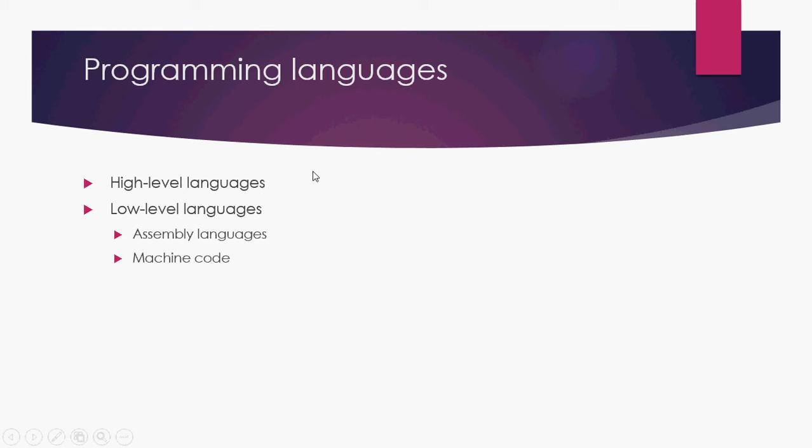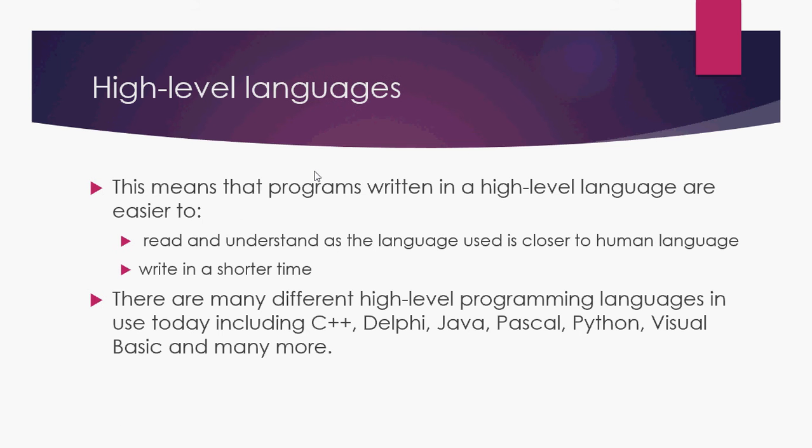Let's talk about high level language and assembly language. High level language is written in human language, in English language, so it's easy to read and easy to write, and also it's easy to maintain. And we have different high level languages like C Sharp, C++, Java, Pascal, Python, and Visual Basic.